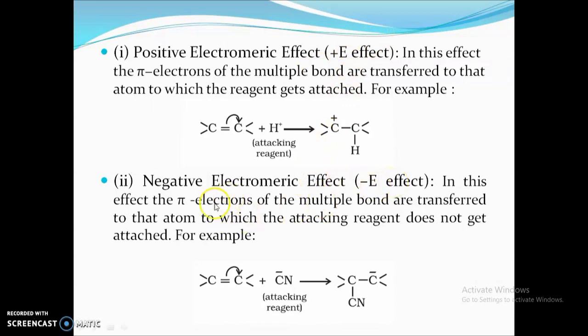The other effect is the minus E effect. In this type of effect, the pi electrons of the multiple bond are transferred to the atom to which the attacking reagent does not get attached. For example, again say this is an alkene molecule. This is attacked by the reagent CN minus. Here the cyanide ion, which is a nucleophile, attacks this particular carbon where pi electrons are not shifted, and that's why this type of effect is termed as minus E effect.